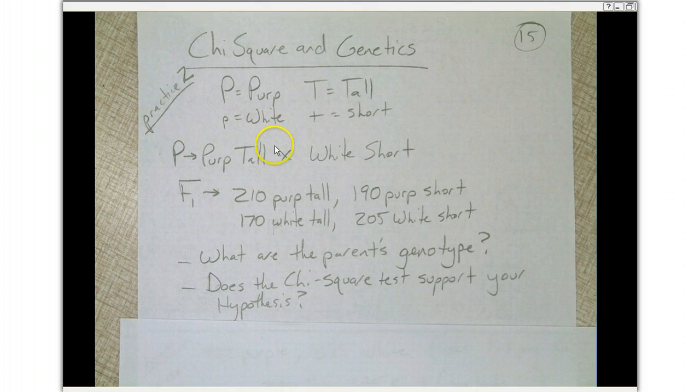Here we have big P, little p, that's representing purple and white as before, big T, little t. And the parent generations can be purple and tall, crossed with white and short. And the F1 are going to have the following ratios: 210 purple tall, 170 white tall, 190 purple short, and 205 white short. So what you're going to try to do is figure out the parent's genotype and find out if the chi-square test supports your hypothesis. So go ahead and pause now and start thinking about what you're going to do to try to solve this problem.